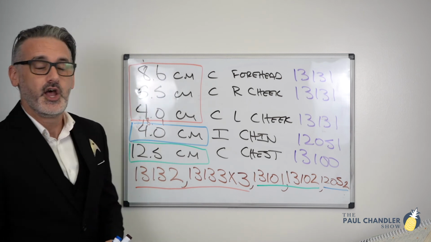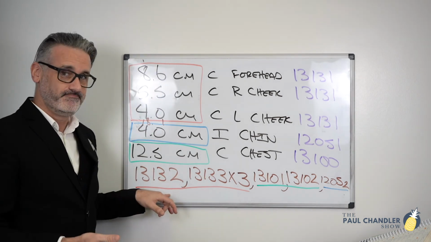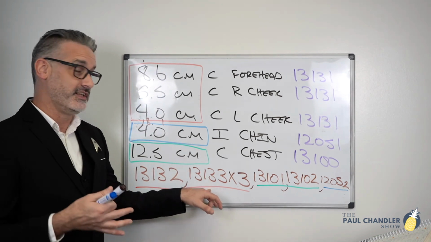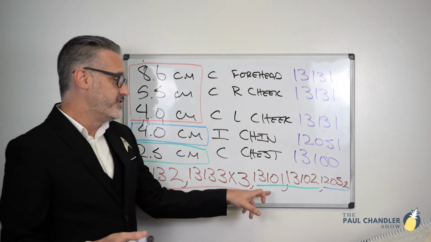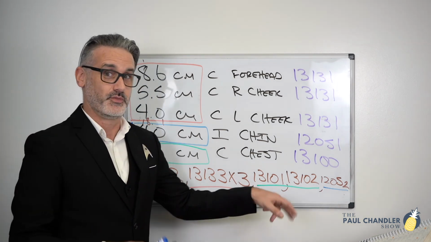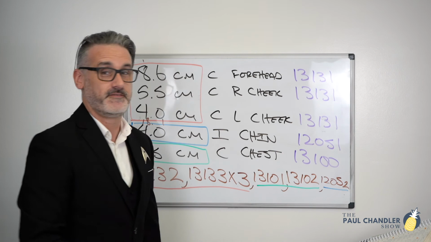So altogether, we have 13132, 13133 times 3, 13101, 13102, and 12052.